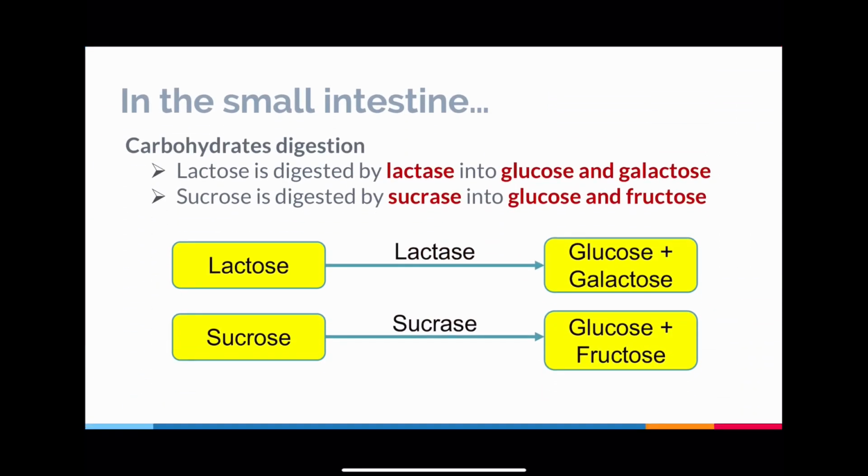Of course, not forgetting that there are also two more carbohydrates in the entire series of disaccharides. There's also lactose and sucrose. Respectively, they will have their own enzymes, which are lactase and sucrase, to break them apart into small substances.